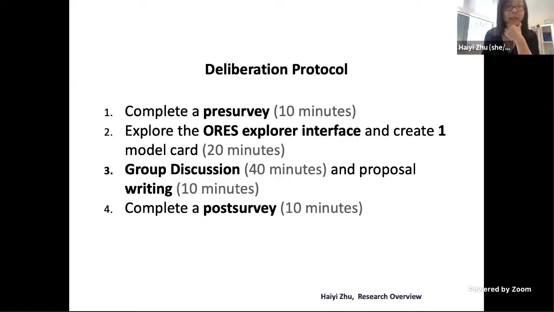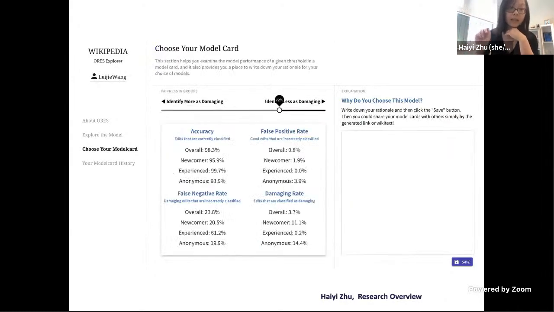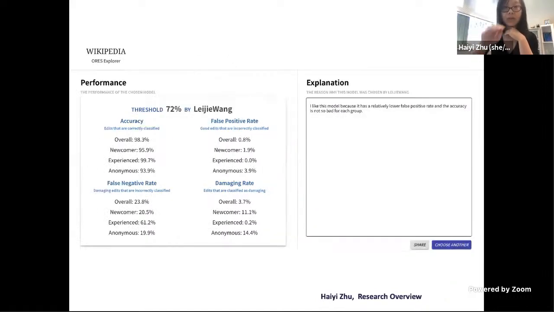In the last step, we ask people to complete a post-survey to see how people's perceptions might change after the deliberation process. As I mentioned, all the participants are going to use this Explorer to understand the trade-off, and we created this new function on the visualization interface so that people can pick a threshold and generate a model card, and they can also provide their explanations on why they want to choose this particular model.